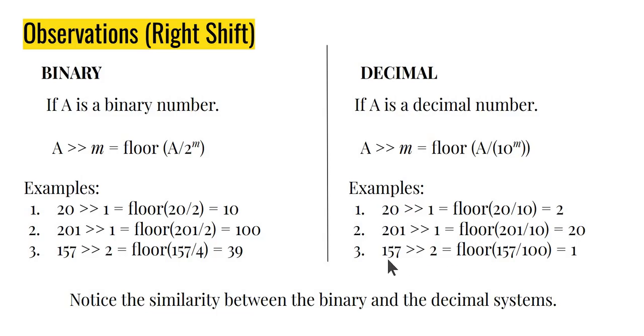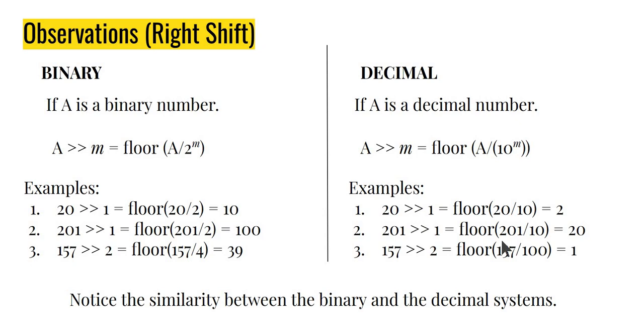On the other hand, if I were to do 157 right shift by 2, I will end up with 1, because 5 and 7 will get dropped, and I'll be left with only 1, right? Of course, I'm assuming that there's nothing like a decimal point in this. There's nothing like 1.57, 2.01, and so on. But that's okay, because remember, we are dealing only with integers over here.